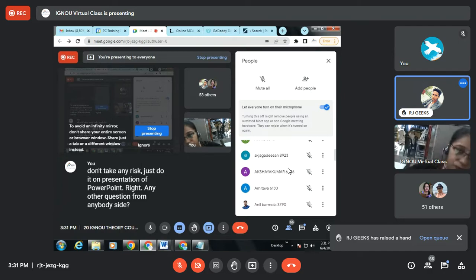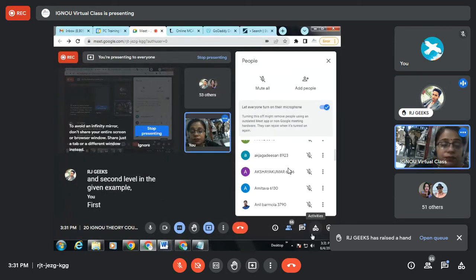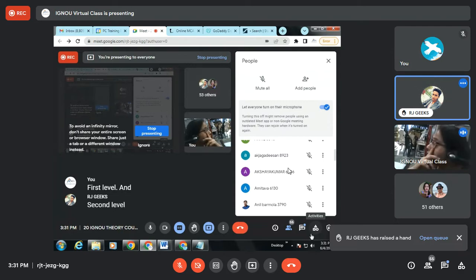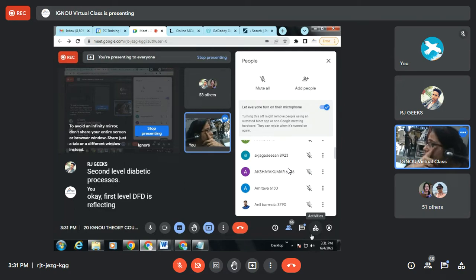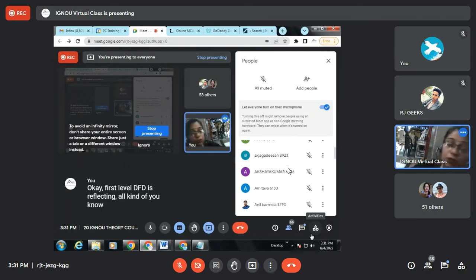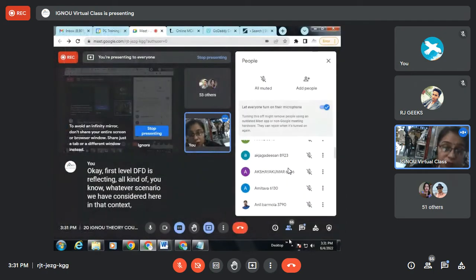Yes, ma'am. Ma'am, how can we differentiate between the first level DFD and second level in the given example? First level and second level DFD process, yes. Okay, first level DFD is reflecting all kinds of scenarios we have considered here; in that context, whatever processes we are considering, it will take on that one.